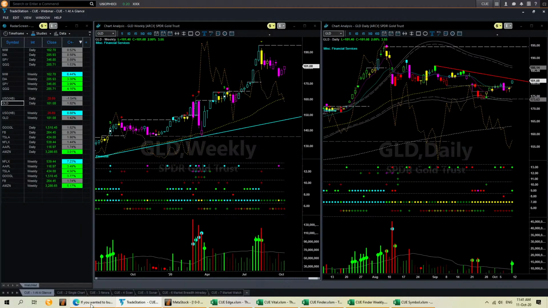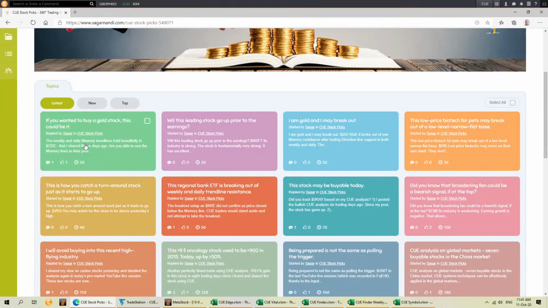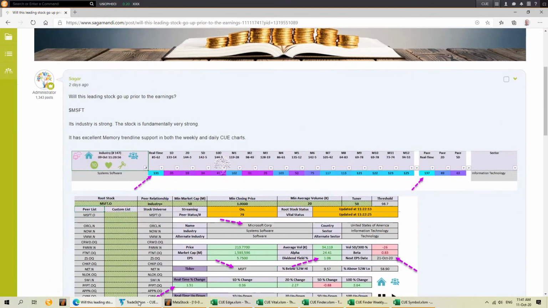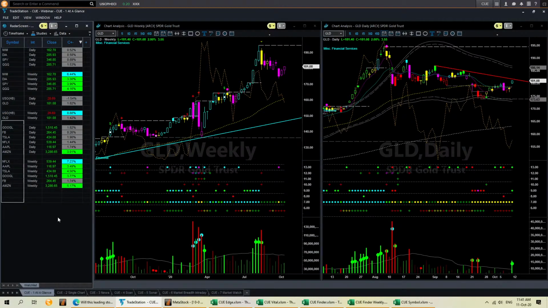That was one idea that I shared on Friday, and CDE was shared earlier. Another idea that I shared on Friday was on Microsoft. How did I find Microsoft? I keep a list of the leading stocks on QLit. Microsoft is one of them. So I look at them every day.